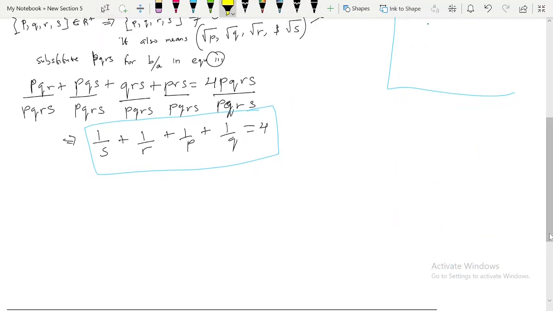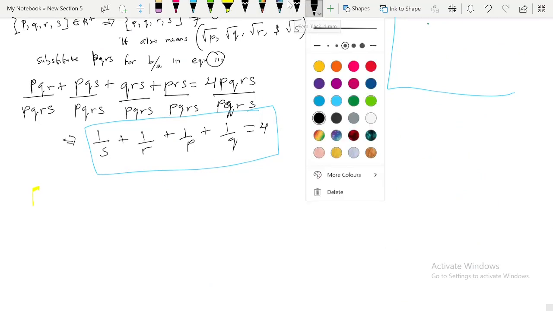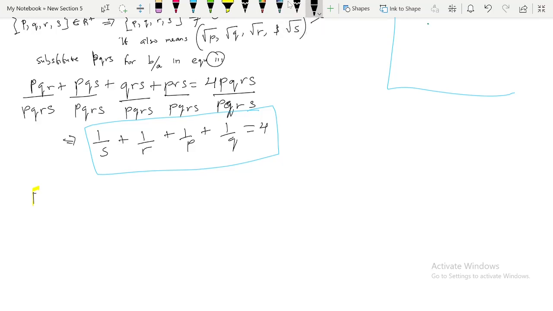So from equation 1, P plus Q plus R plus S equals 4. And we also know that 1 over S plus 1 over R plus 1 over P plus 1 over Q equals 4. So now this is where things become interesting. We know P, Q, R, S are positive, they are all positive.